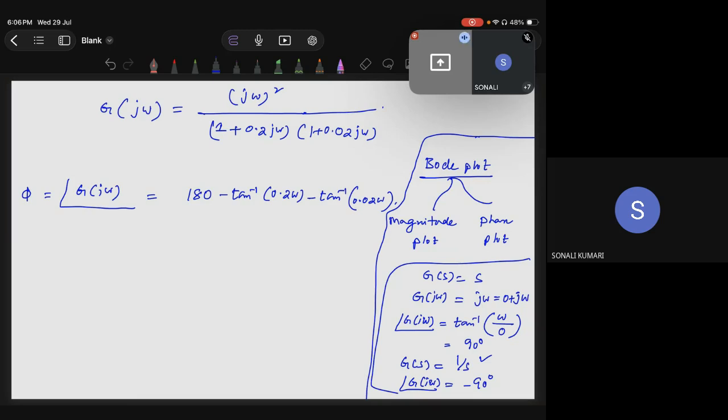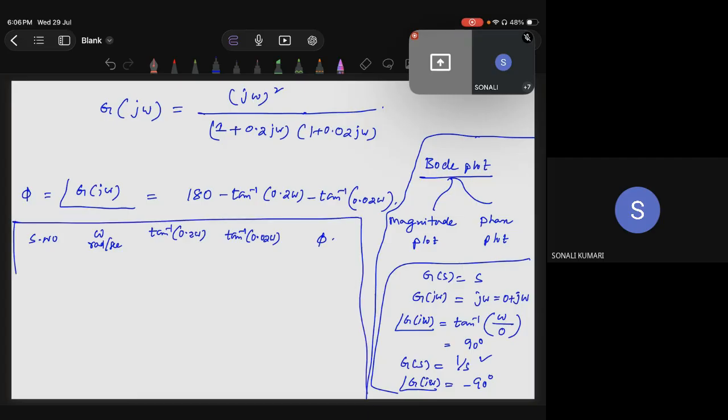Okay. So now what we do is simply form a table again. Serial number, omega in radians per second. We calculate tan inverse 0.2 omega, then we calculate tan inverse 0.02 omega. Then finally we calculate phi. So a simple table.